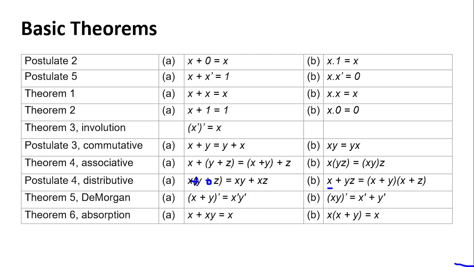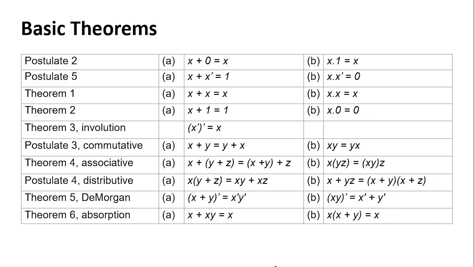X plus, you have put the plus here, x plus y dot z. So that's what you get. What about the other side? On the other side, you put the plus in between, dot here, plus in between. So what you get is x plus y dot, so this dot, and y plus z.